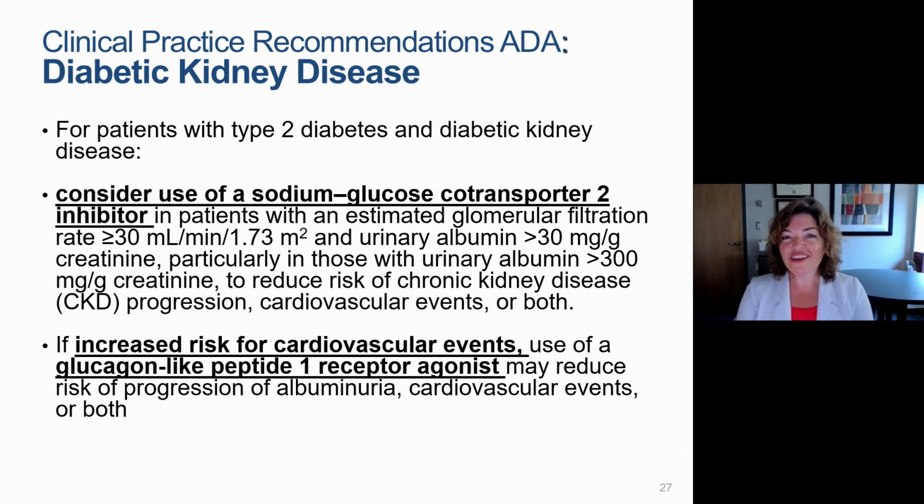So what does the ADA say? They actually are putting the sodium glucose cotransporter 2 inhibitor right up in the front lights, along with the ACE inhibitor as an important treatment consideration because of the trial data. And then, of course, we saw that glucagon-like peptide, the GLP-1s, they also decrease progression of renal disease.